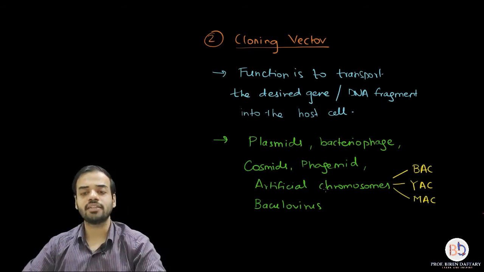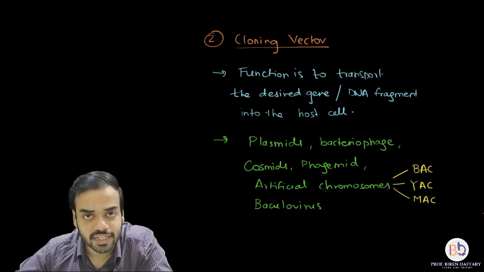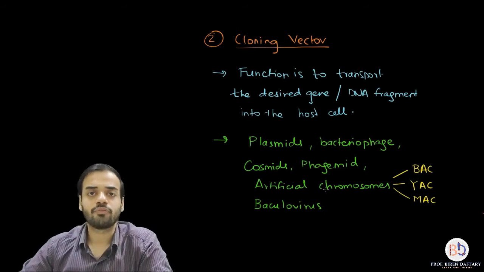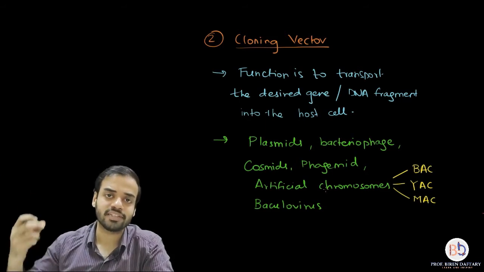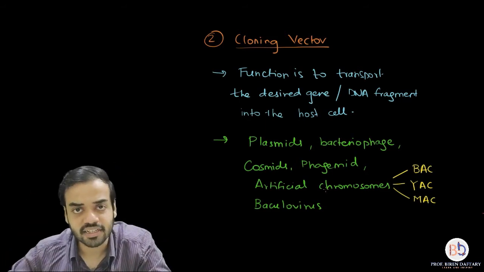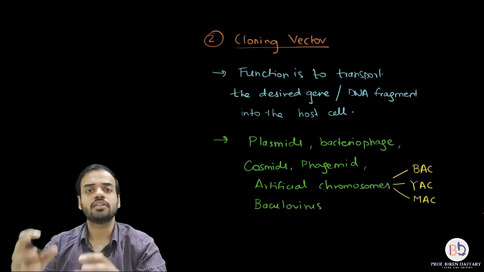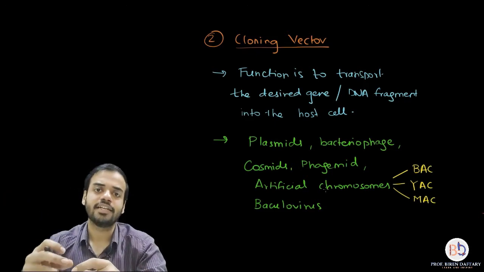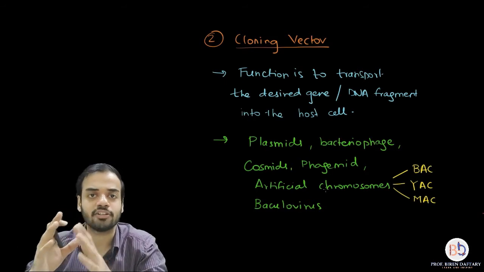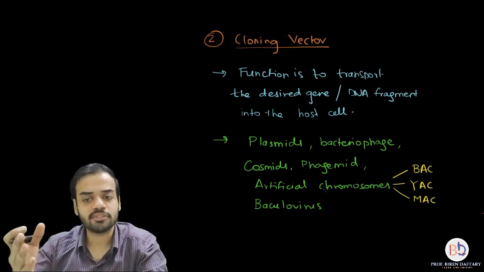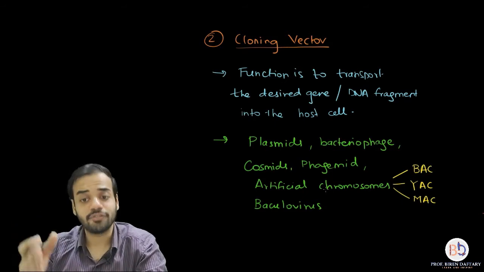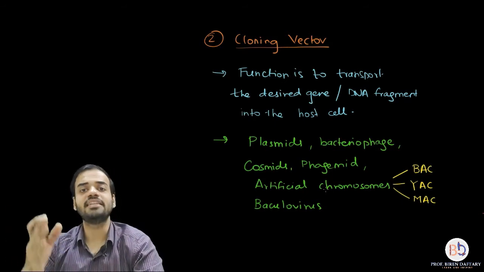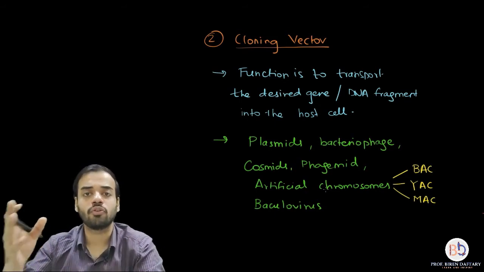So I have written the names of some of the vectors which can carry the genes from the donor cell to the host cell. Is that clear? And what is the job of the vector? The job of the vector is to attach the gene to itself, and then it will go inside the host cell and transport the gene. So plasmids, bacteriophage, cosmids, phagemids, artificial chromosomes, 3 types, baculovirus, these are the different types of cloning vectors.